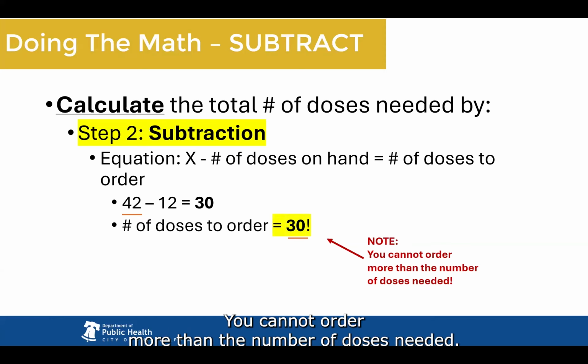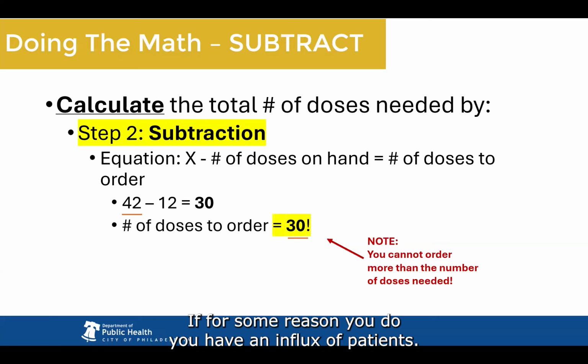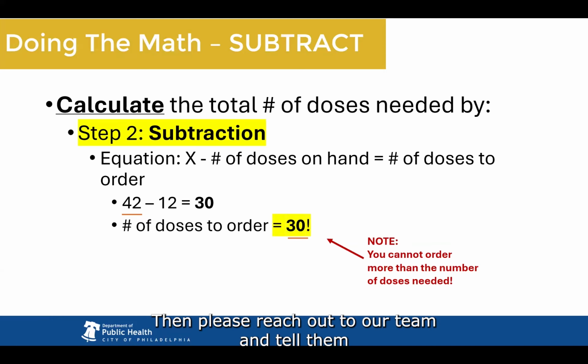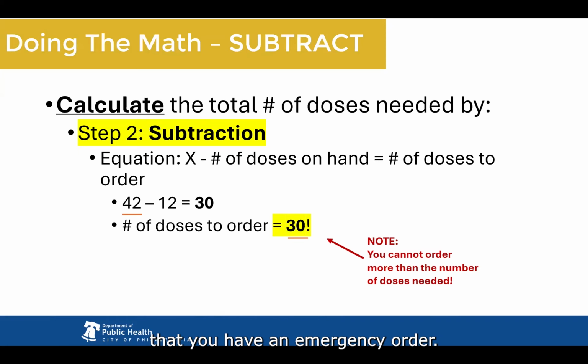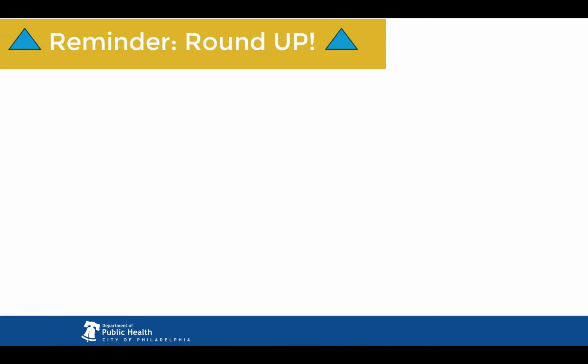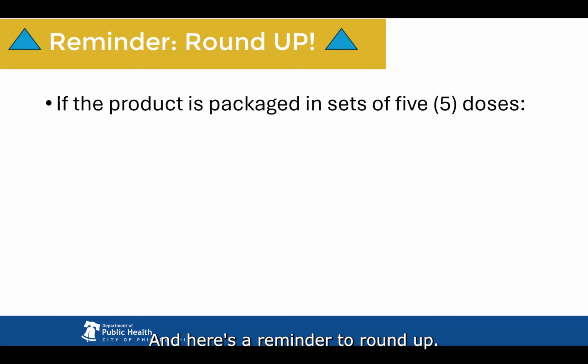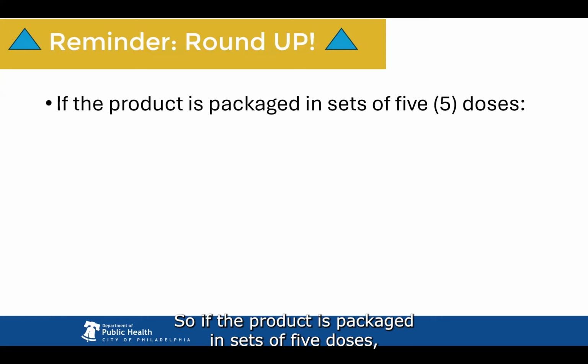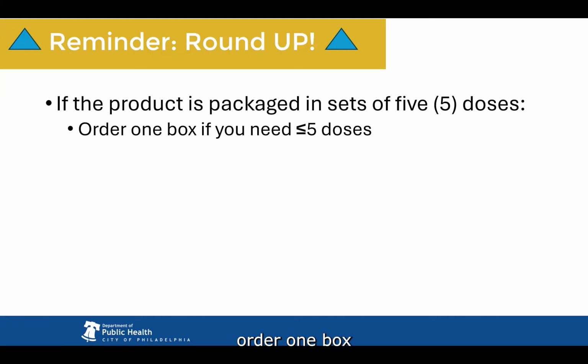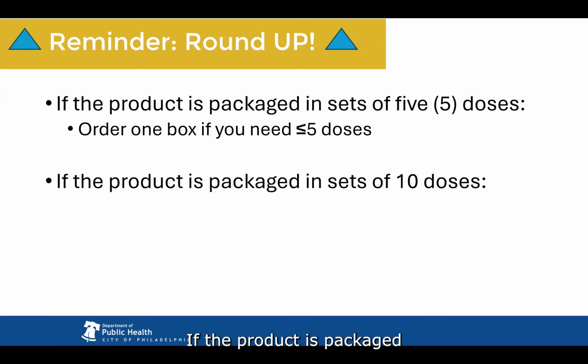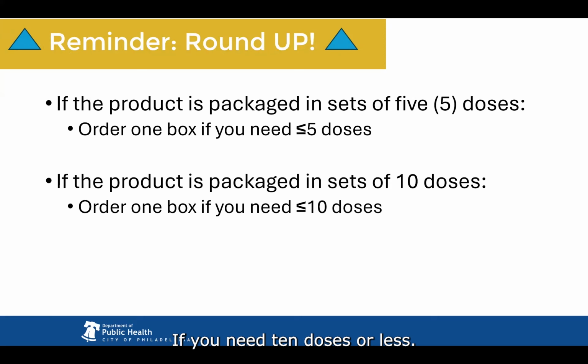And here's a really important note. You cannot order more than the number of doses needed. If for some reason you have an influx of patients, then please reach out to our team and tell them that you have an emergency order. But you do have to justify that, and we'll get into that a little bit later. And here's a reminder to round up. So if the product is packaged in sets of 5 doses, order 1 box if you need 5 or less doses, okay? If the product is packaged in sets of 10 doses, order 1 box if you need 10 doses or less.